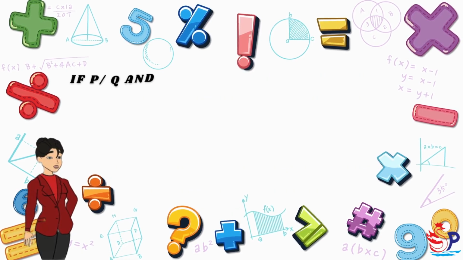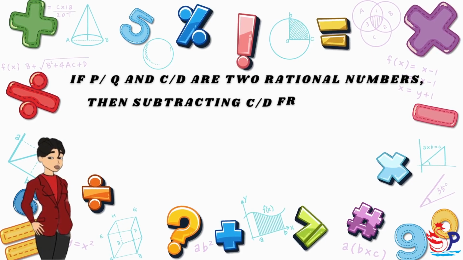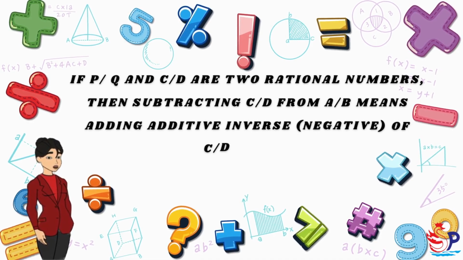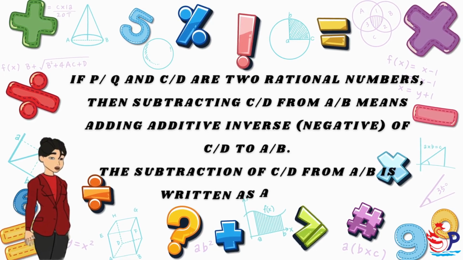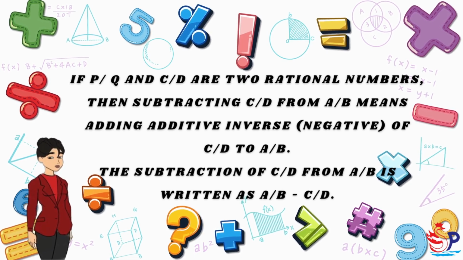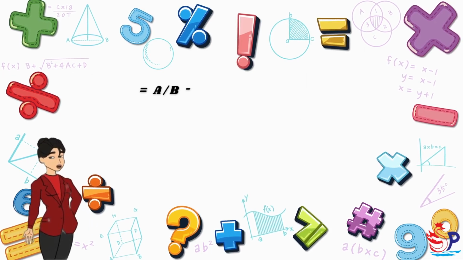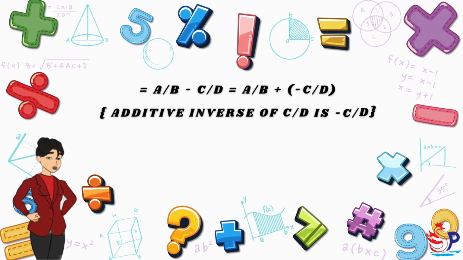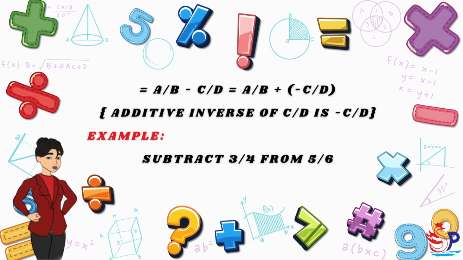If a by b and c by d are two rational numbers, then subtracting c by d from a by b means adding the additive inverse, negative, of c by d to a by b. The subtraction of c by d from a by b is written as a by b minus c by d. a by b minus c by d is equal to a by b plus (minus c by d). Additive inverse of c by d is minus c by d.